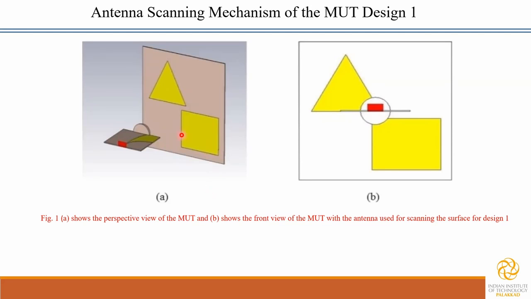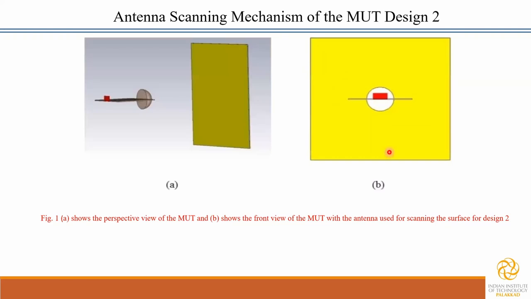Here one can see the perspective view of the MOT design 1, and the second image shows the front view of the MOT with the antenna used for scanning the surface for design 1. Just like design 1, for design 2 we are following the same procedure but with a slight modification, which you can see in the arrangement of this antenna as well as this MOT. Figure 1 shows the perspective view of the MOT, and figure 2 shows the front view of the MOT with the antenna used for scanning the surface of design 2.